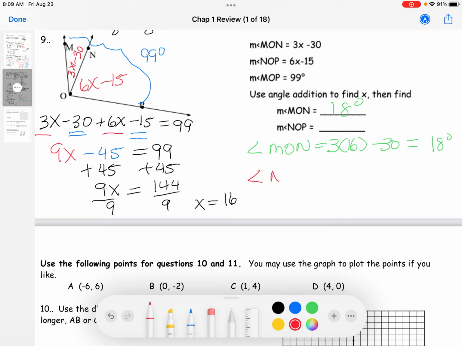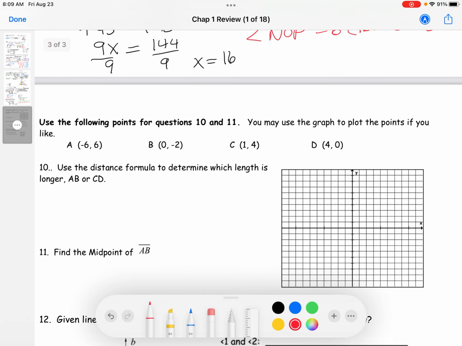Okay, the second one, angle NOP, I'm substituting the 16 in again, is 81 degrees.